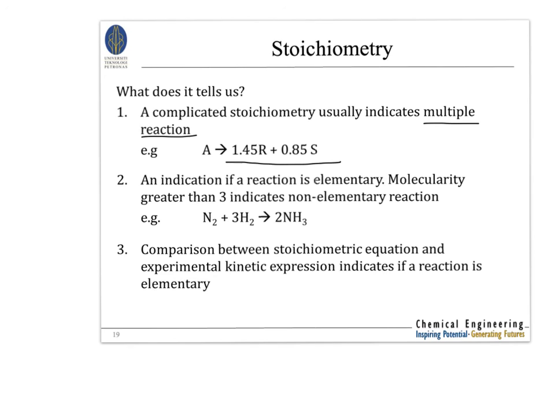And the second thing is the indication of whether a reaction is elementary. A molecularity greater than 3 indicates that this reaction is a non-elementary reaction. And last, the comparison between the stoichiometric equation and the experimental kinetic expression indicates whether a reaction is elementary or not.